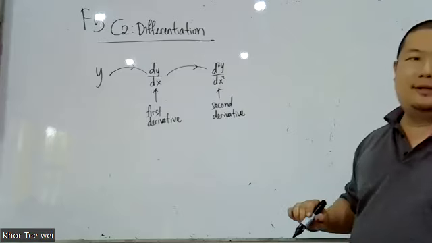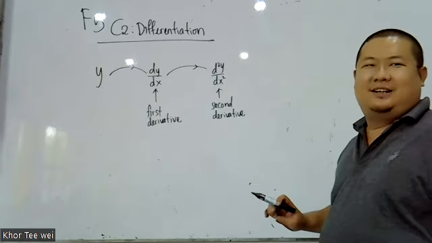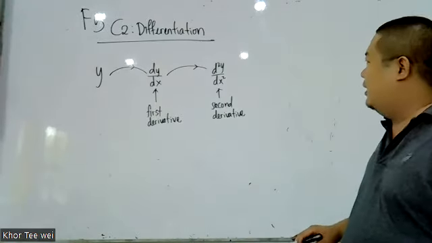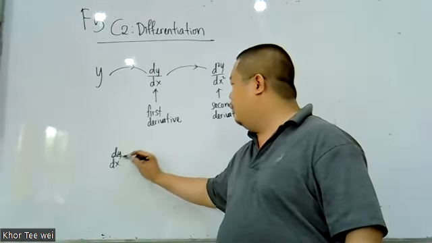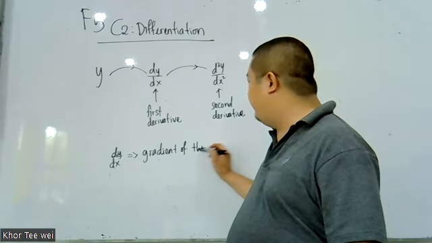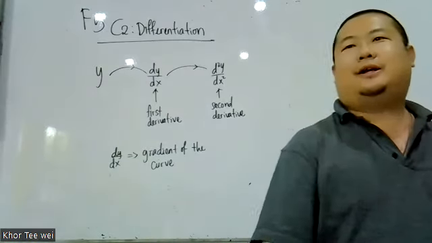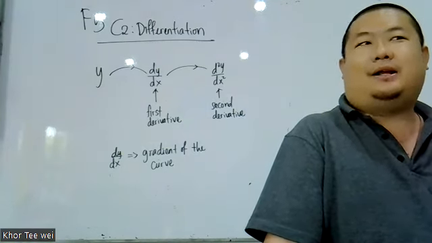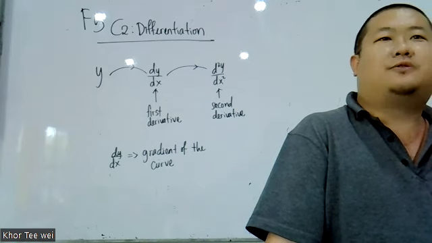Okay? Right. So this one you need to know. So your differentiation, actually your dy dx, we also call it what? We also call it the gradient of the curve. So last time when you were learning the straight line, your gradient is y2 minus y1 over x2 minus x1. So that one is for the straight line, but this one is a curved line. So when you want to find the gradient, we need to use differentiation to help us find it out.